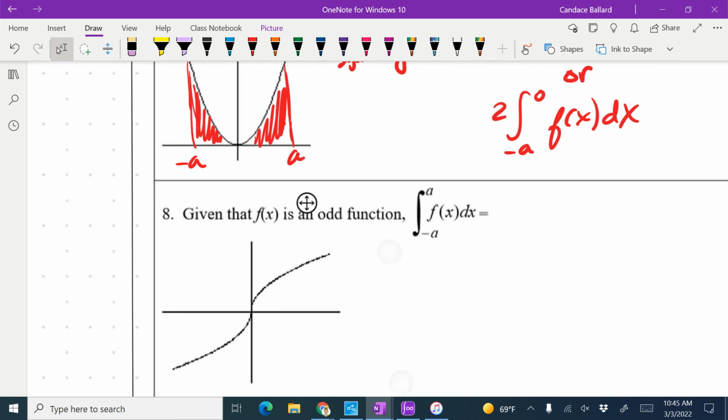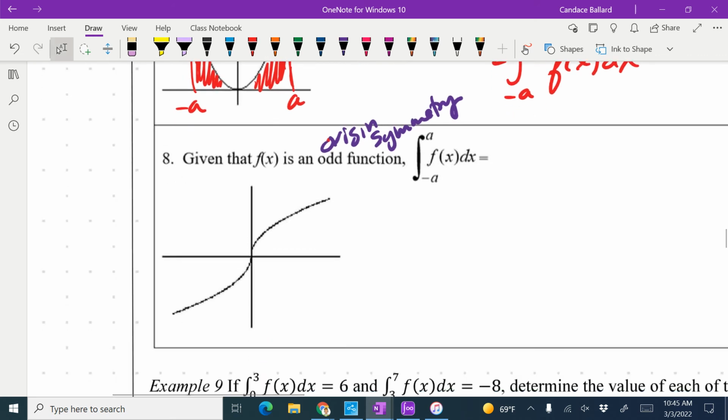An odd function, just as a reminder, has origin symmetry. That says origin symmetry. It does not look very good. It doesn't even look like 2 words. Origin symmetry. Meaning if I twisted it around the origin, it's going to land on top of itself. Okay, we actually did one like this a few minutes ago where it had this origin symmetry to it.